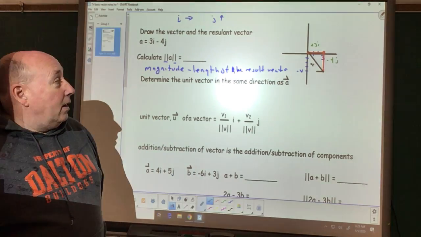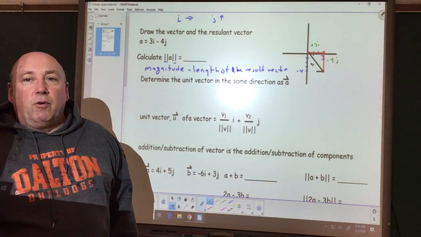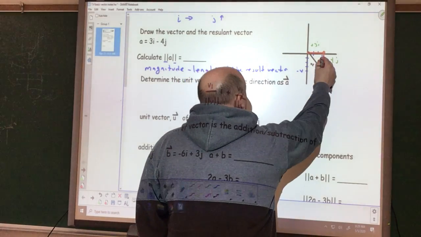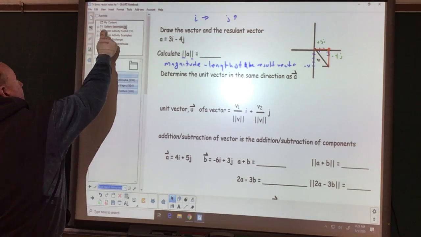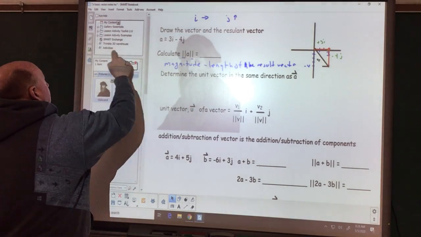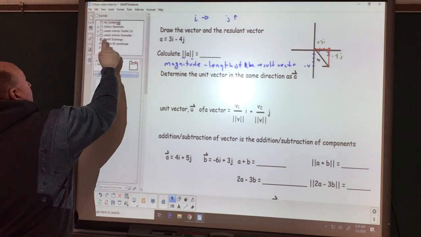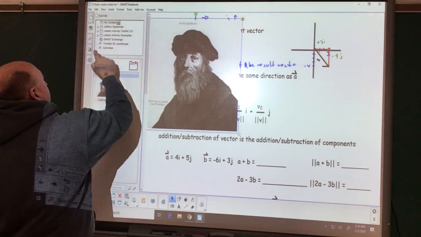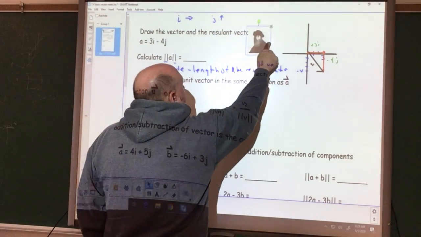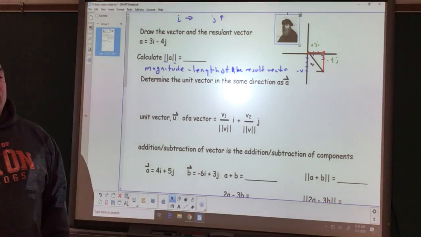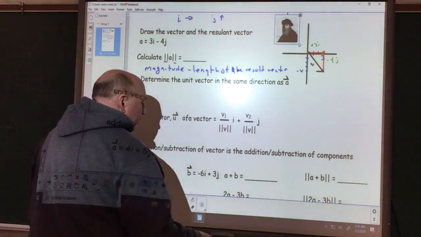Well, if you look at what we just developed there, we have a horizontal line, then we have a vertical line. What type of triangle did we form there? That is correct. We have a right triangle. And if we have a right triangle, we have our good old buddy Pythagoras. There he is. We've been looking for him. Our good old buddy Pythagoras that will allow us to find the magnitude of the resultant vector.